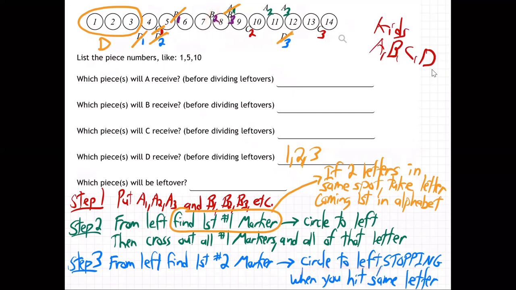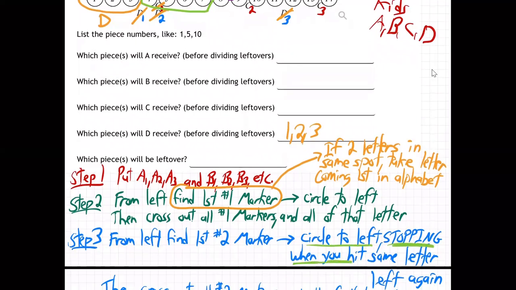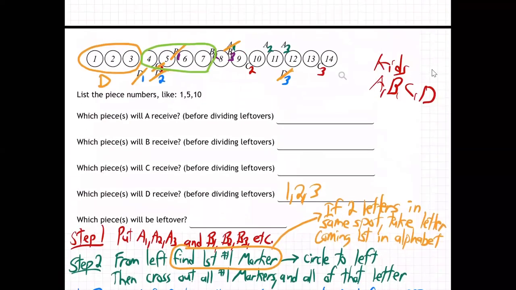So now here's the mistake lots of people make. They'll go, oh, okay, I got it, so I'm just going to circle to the left. Here we go. B2, circle to the left. That's wrong. That's not correct. Why? Because it says circle to the left, stopping. Where do you stop? When you hit the same letter on the left again.